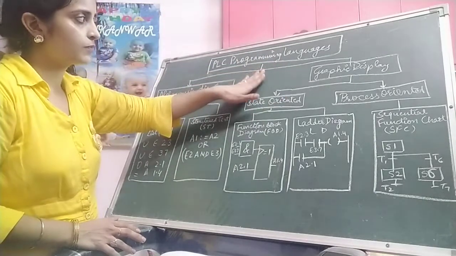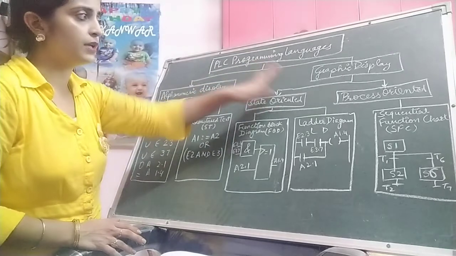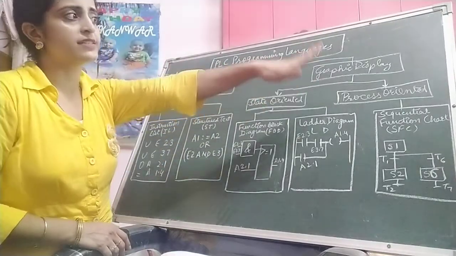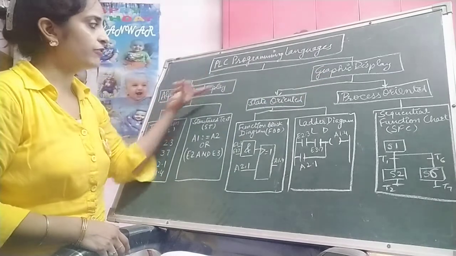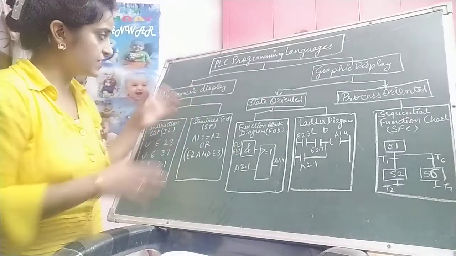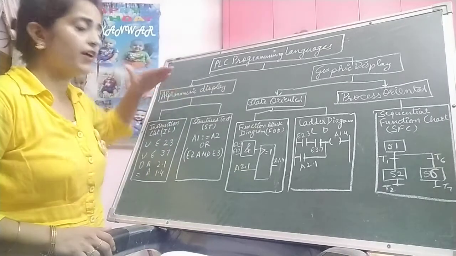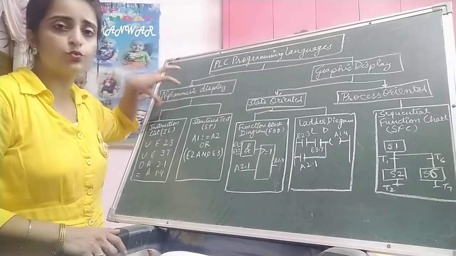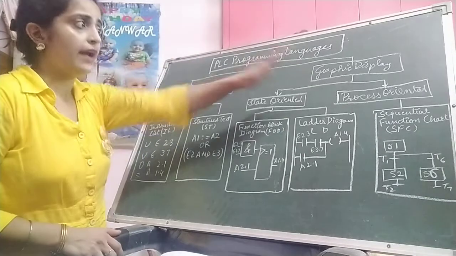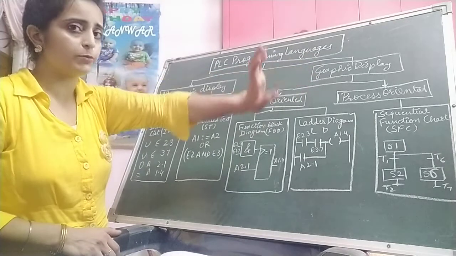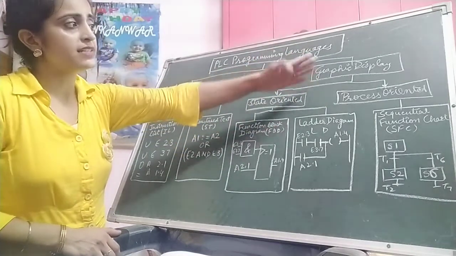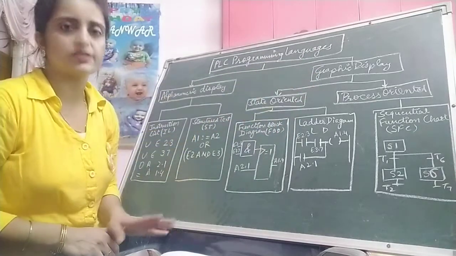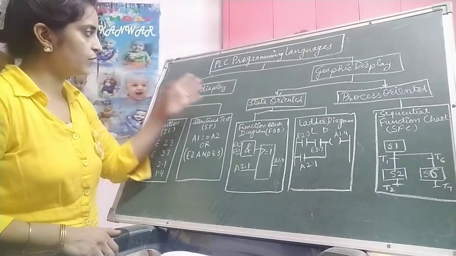We can divide them into two parts. The first one is the alphanumeric display, and the second one is the graphic display. In the alphanumeric display, as the name suggests, alphabets and numerals are used for programming purposes, whereas the graphical display is used for programming graphically. The graphic display is further classified into two types, the state oriented and the process oriented. So let's first discuss the alphanumeric display.